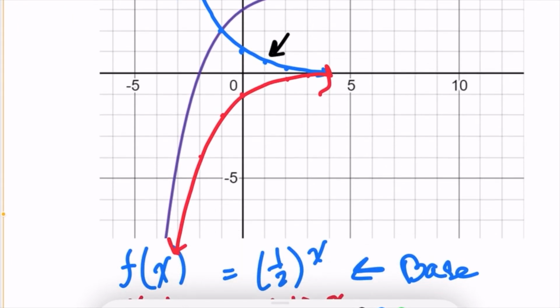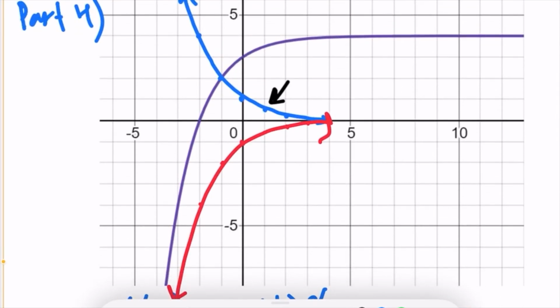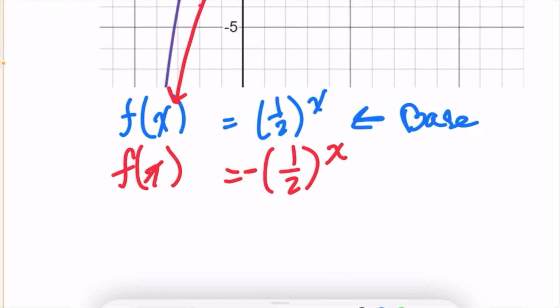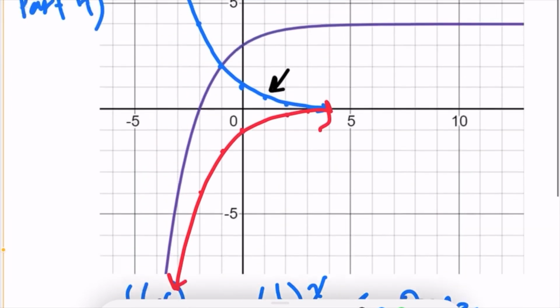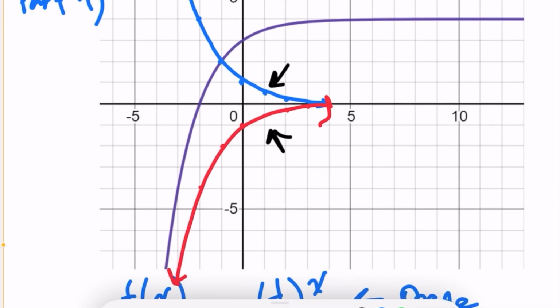Now, I also thought right after that that the purple graph is, if you vertically reflect it, you'll get closer to the purple graph. And so I thought of doing f of x equals negative 1/2 to the power x, and that got me to the red graph right here.